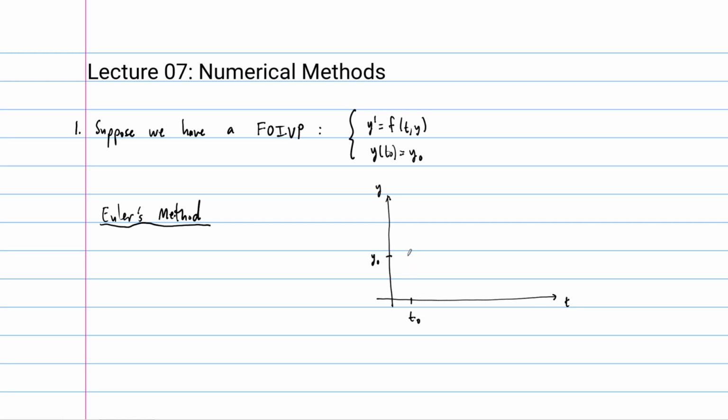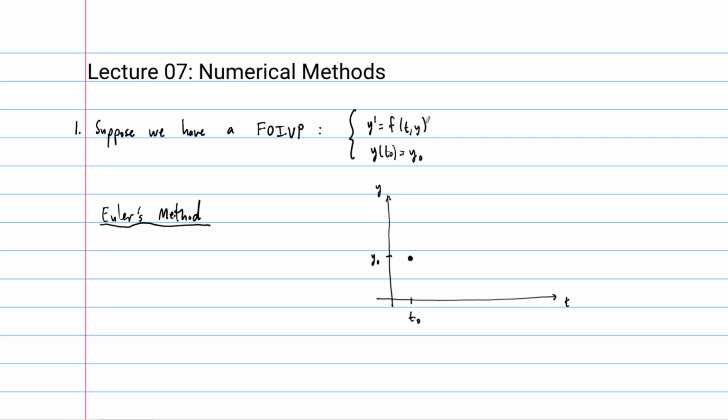And what we're going to do is try to find a number of points that approximate the curve of the solution. So we know for sure that our solution has to pass through this initial point. That's the initial value part of the initial value problem. It must pass through this point.